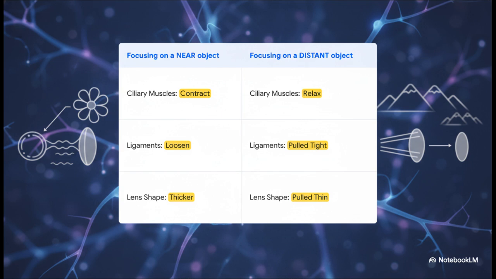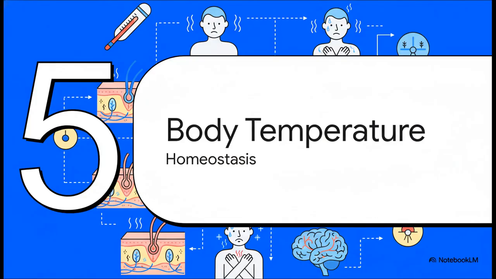People get this mixed up all the time, so here's a tip. To see something close, your muscles have to work. They have to contract. And for our last section, we're looking at another one of the nervous system's automatic, life-saving jobs, keeping your internal environment stable. This big idea is called homeostasis. So, Section 5, controlling body temperature.